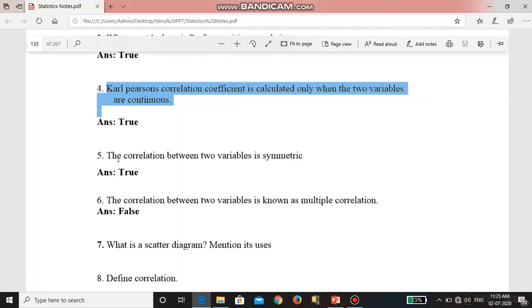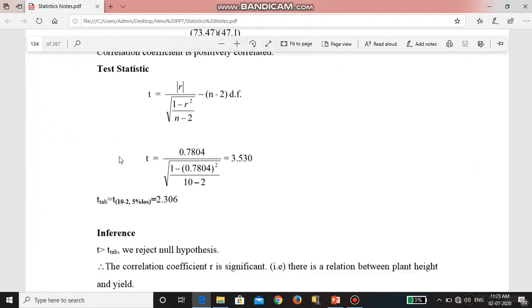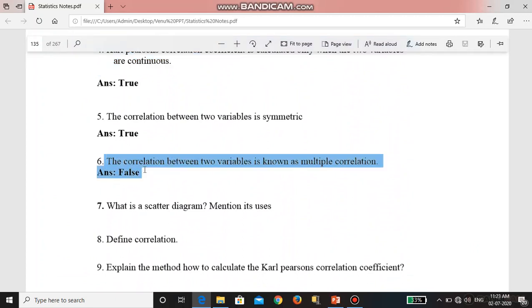The correlation between two variables is symmetric. That is also true, because symmetric means rxy is equal to ryx. Next, the correlation between two variables is known as multiple correlation. That is false. Correlation between more than two variables is called multiple correlation, and correlation between only two variables is called simple correlation.